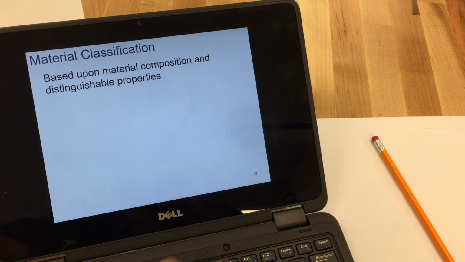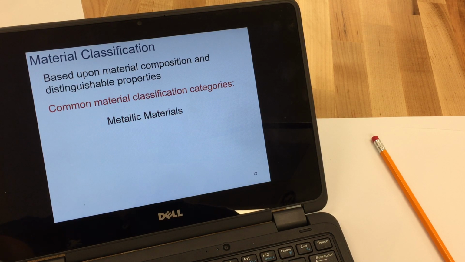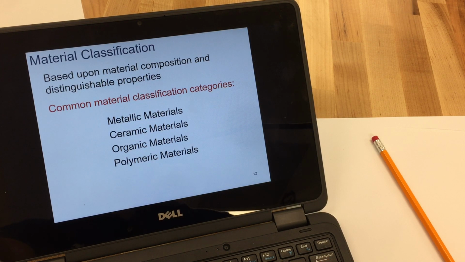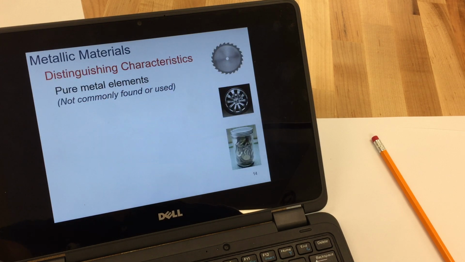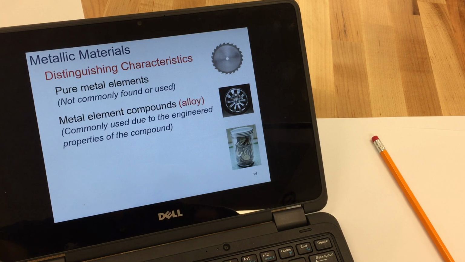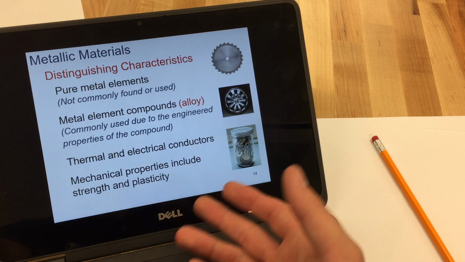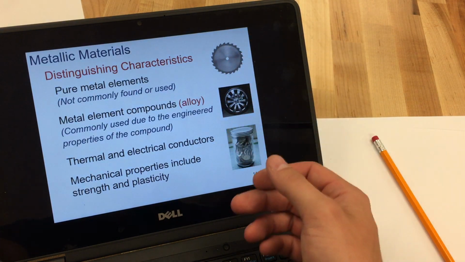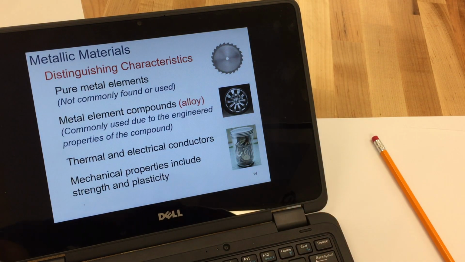Material classifications based upon material composition, distinguishable properties. So common material classification categories. We have metallic, ceramic, organic, polymeric, composite. And we're going to go into those here. Once again, since this video is recorded, you guys can go back through and watch it yourself. So metallic materials, distinguishing characteristics, pure metal elements. All right, alloys, thermal electrical conductors. All right, all three. We have saw blade, tire rim, coins, all metallic.